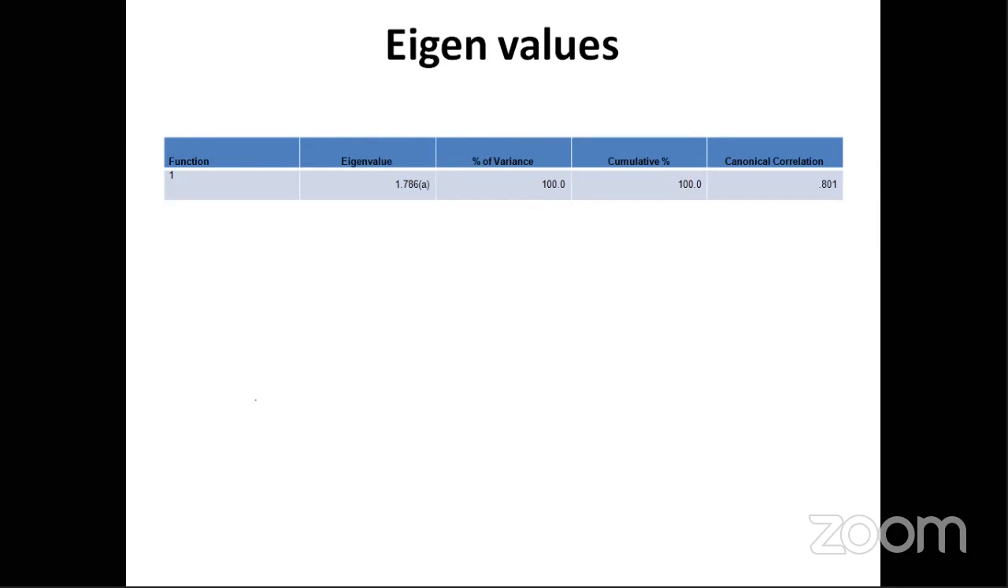So what is the interpretation of the canonical correlation? We have already discussed it. According to that discussion, we take the square of this canonical correlation, and it comes to 0.64. That means 64% variation can be explained by this discriminant model, this discriminant study.